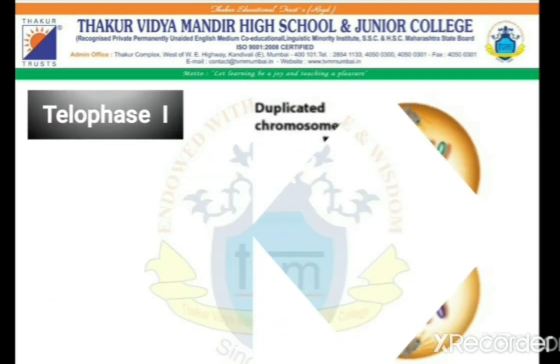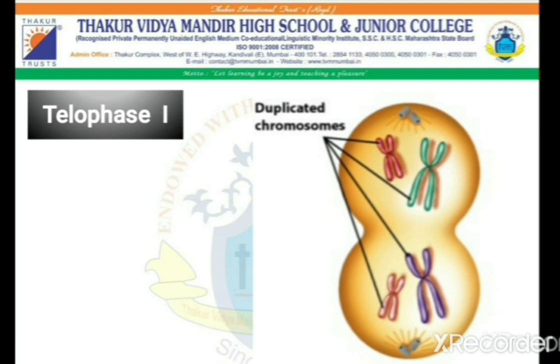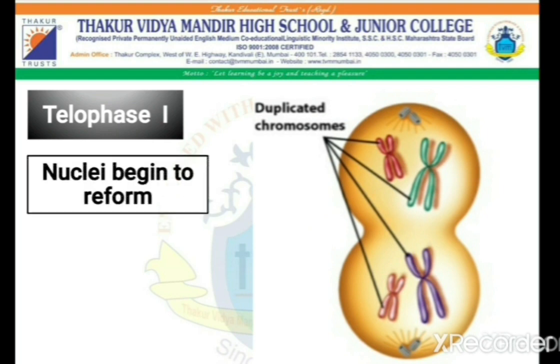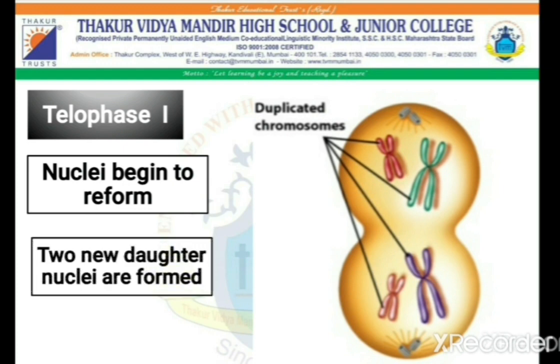where the chromosomes get separated and nuclei begin to reform. Once the nucleus gets formed, two new daughter nuclei are formed inside the cell. This is how telophase 1 is completed. Once it gets completed, it moves on to the next stage.